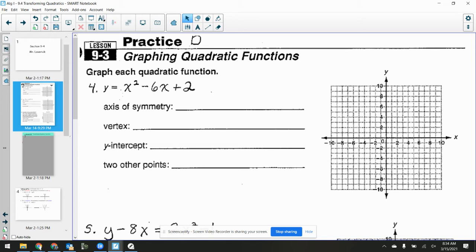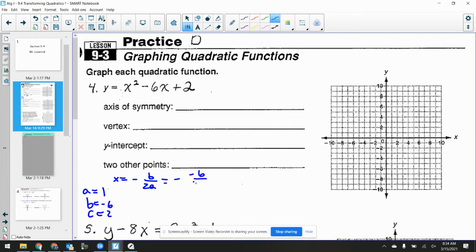Ben, what'd you get for the axis of symmetry for this one? X equals 3. We have the axis of symmetry formula, which is x equals negative b over 2a. We know that a is 1, b is negative 6, and c is 2. So if we plug that in, that's negative 6 over 2 times 1, which, did you say positive or negative 3? Good. It is positive 3. So x equals positive 3. I'm going to go ahead and do a dotted line at 3.